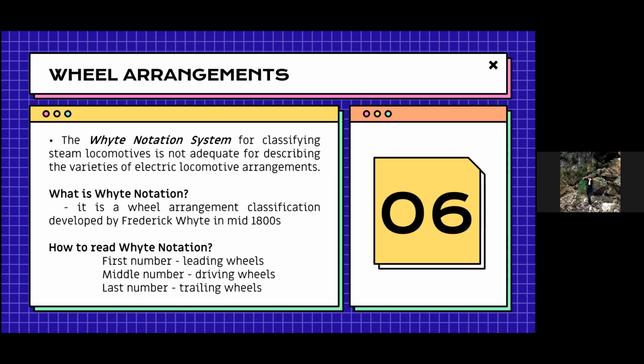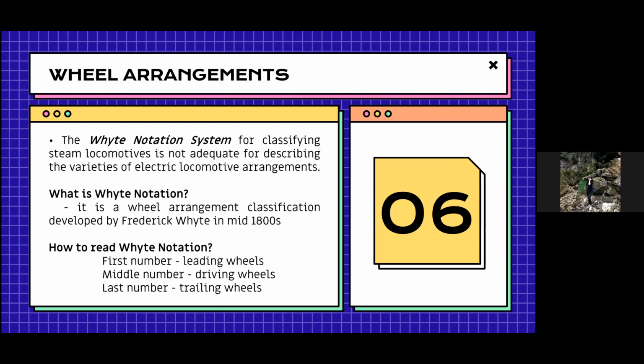But first, ano ba yung white notation system? Yung white notation, it is a wheel arrangement classification developed by Frederick White in mid-1800s. Kina-classify ng notation na ito yung iba't ibang forms ng steam locomotives and kung ano yung pinagkaiba nila sa isa't isa. Bali yung notation na to, by counting the wheel siya, unlike sa UIC na by axles yung pagbilang, that is why puro even numbers yung notation. Bali, pag-uusapan natin further later yung about sa UIC.